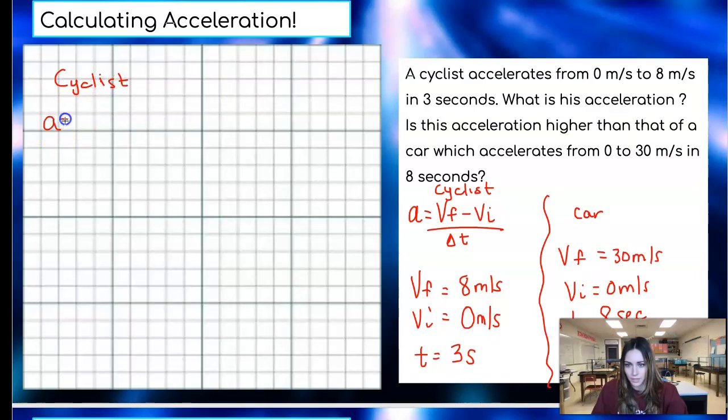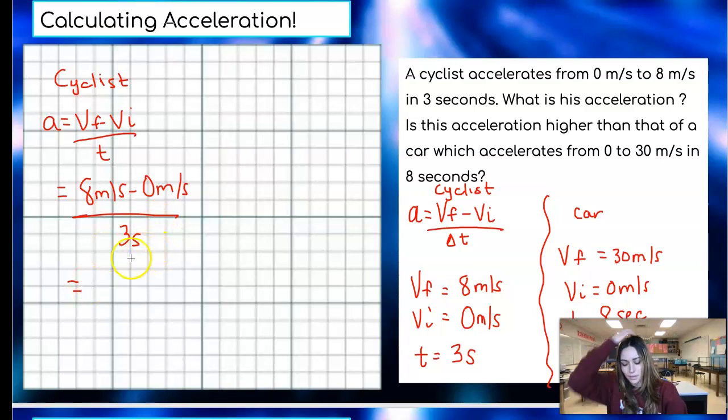So again, we know that A is equal to VF minus VI over T. Go ahead and plug in. My VF is 8 meters per second. My VI is 0. And we want to divide that value by 3. 8 divided by 3, we'll stick that in our calculator. We get 2.66 repeating. I will round that to 2.67. And my units are meters per second squared.